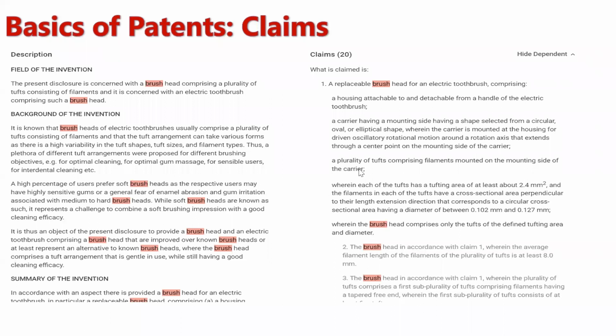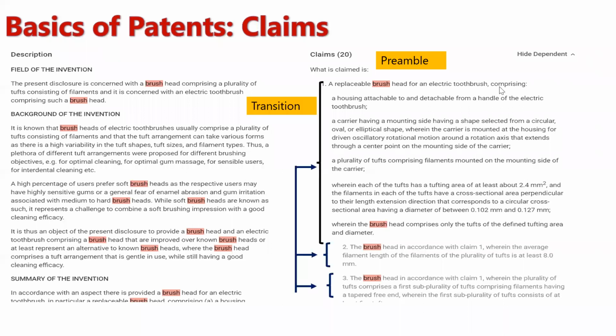This claim contains two parts: the main independent part, and the claim body part. So this is your preamble, an air replaceable brush head for an electric toothbrush. It is a preamble, and comprising is a transition. Then this is the main independent body, from this line to this line, and then it is transiting from 1 to 2, then transiting to 3. So these are the transitions.